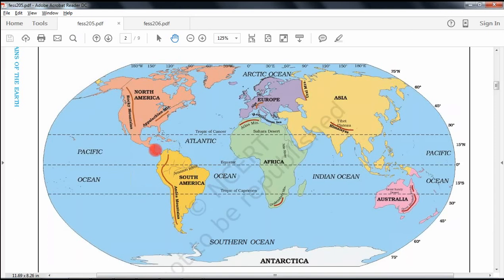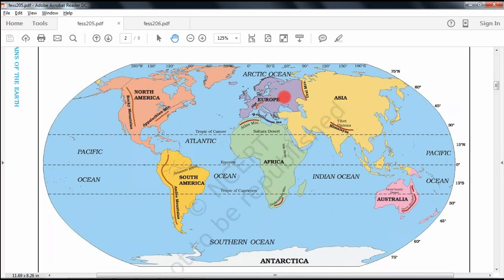And here we can observe North America and South America are connected by a very narrow strip of land. This kind of narrow strip which connects two larger bodies is known as an isthmus, and this particular isthmus which connects North America and South America is known as Isthmus of Panama.